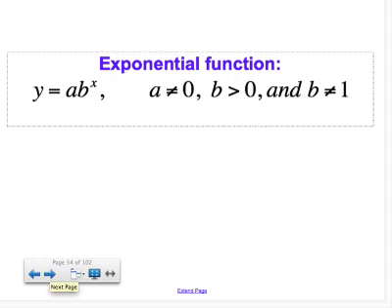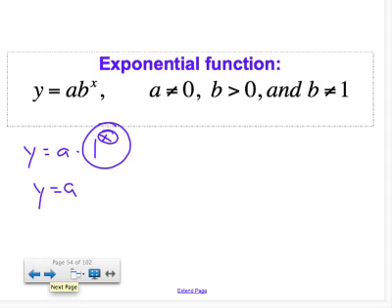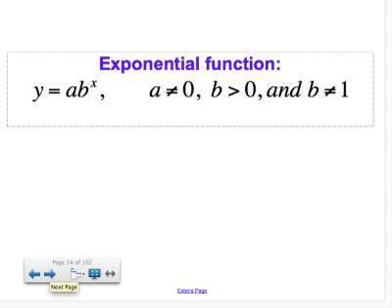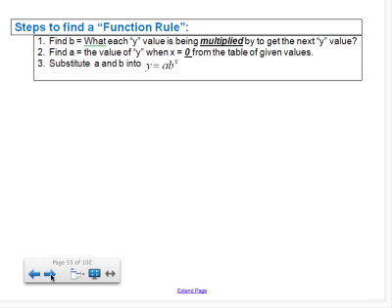Furthermore, b has to be greater than 0, and b cannot equal 1. Again, if b was 1, then you'd have y equals a times 1 to the x. It doesn't matter what x would be here, because no matter what, this expression is going to be 1. So all you have is y equals a, and a is just some number, so again you're left with a horizontal line. That's why we have to put all these restrictions on the values of a and b. Otherwise, it would not necessarily represent an exponential.